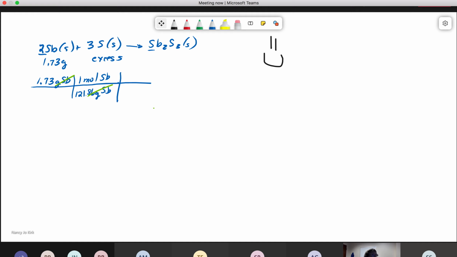I get 1 mole of Sb2S3 for every 2 moles of Sb. This is coming from the 1 here and the 2 here, my mole to mole ratio. Now my moles of antimony have canceled, and I can use the molar mass of Sb2S3, which I got as 217.97 grams of Sb2S3. Oh, I think I got that wrong.